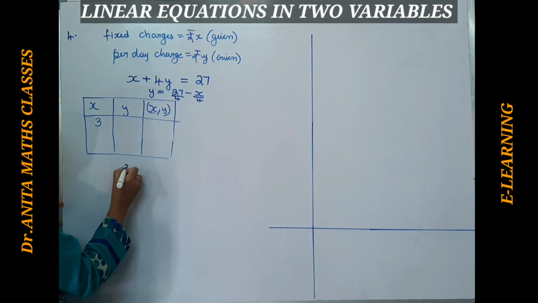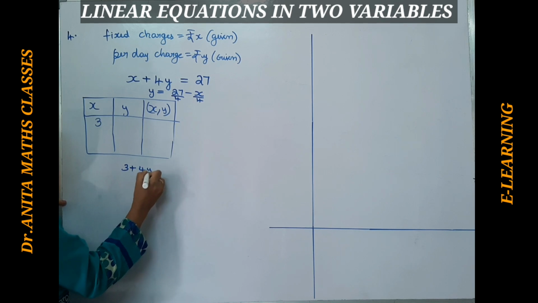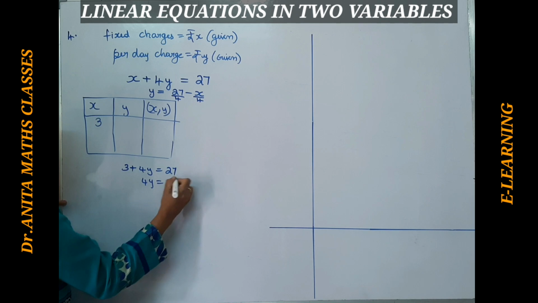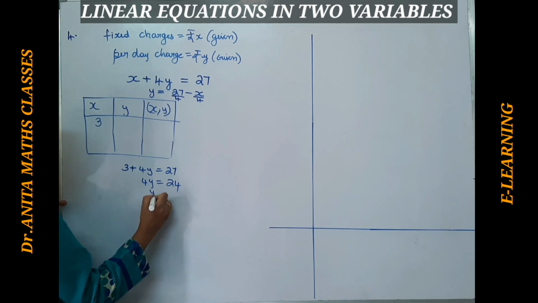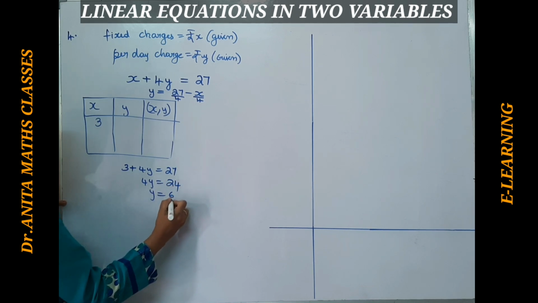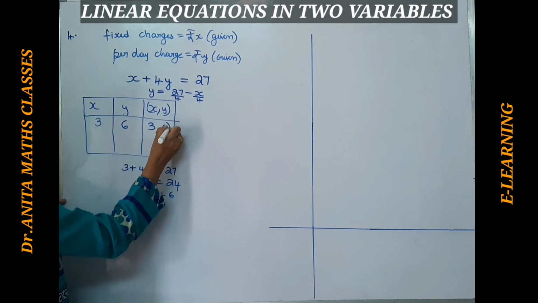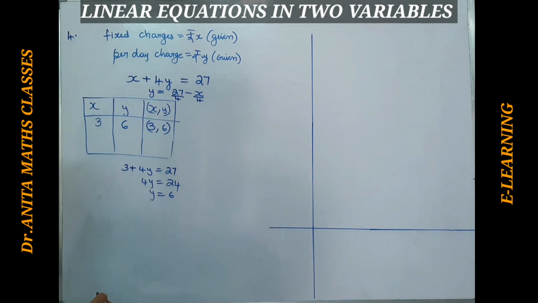So if I get 3 plus 4Y equal to 27, then 4Y equal to 27 minus 3, which is 24. Y equal to 6, since 24 divided by 4 is 6. So when X is 3, Y is 6. So the point is (3, 6). Now let me take X as some other value.